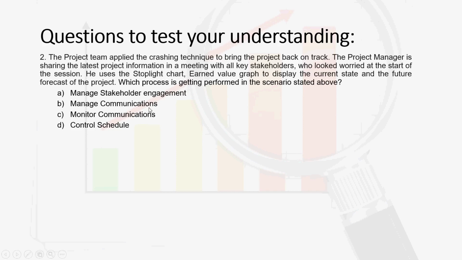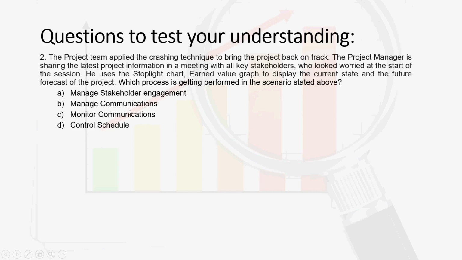So I can say there is something going on with managing communication. So it's not control schedule, it's not manage stakeholder engagement. I might be engaging with my stakeholders through the communication, but right now what the project manager is doing is performing the communication. So again, from these two options, B and C, monitoring communication comes after managing communication.